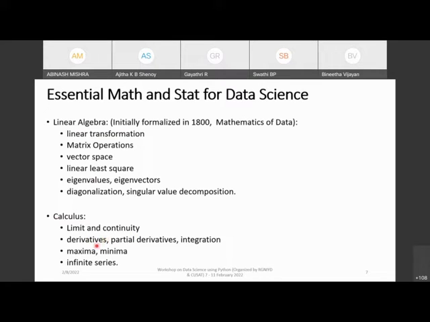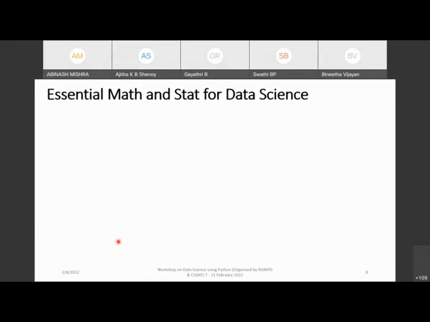And coming to calculus, you should have an understanding of limit and continuity, because we are going to use extensively the derivatives, partial derivatives, integration, etc. in data analytics. So to understand that, you require these concepts. Then what is optimization problem, and what is maxima and what is minima, what is infinite series, sum of series, etc. These things you have to give more importance while learning the calculus.